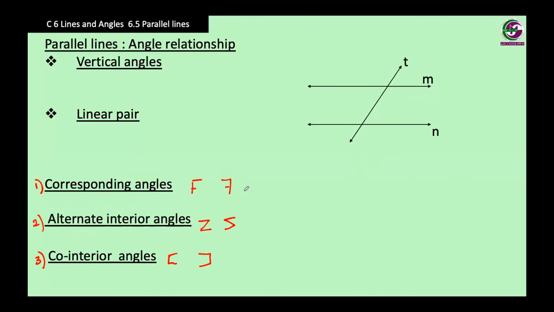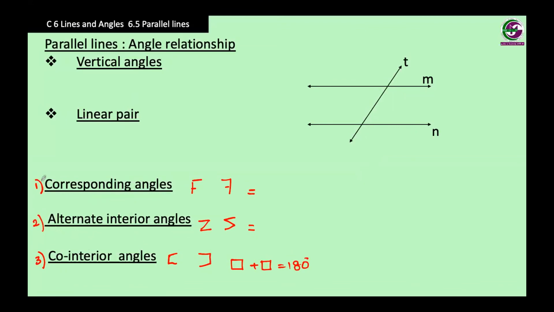Corresponding angles are equal. Alternate angles are equal, but co-interior angles are not equal. Here, these two angles, when you add, we will get the answer 180 degree, which is called supplementary angles.